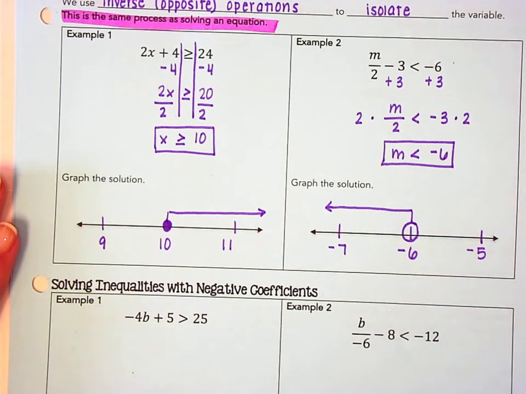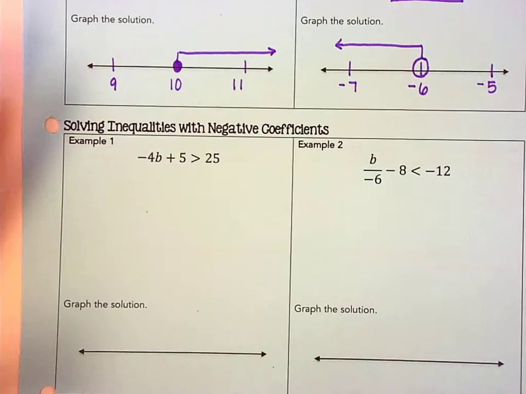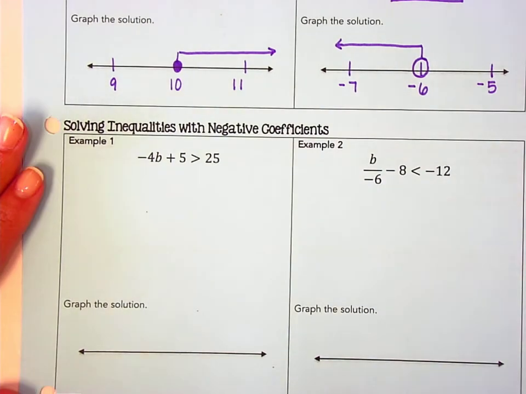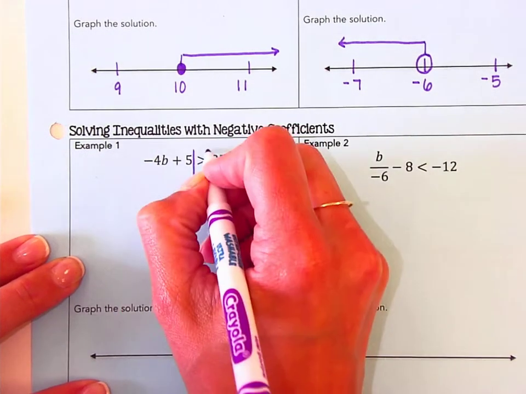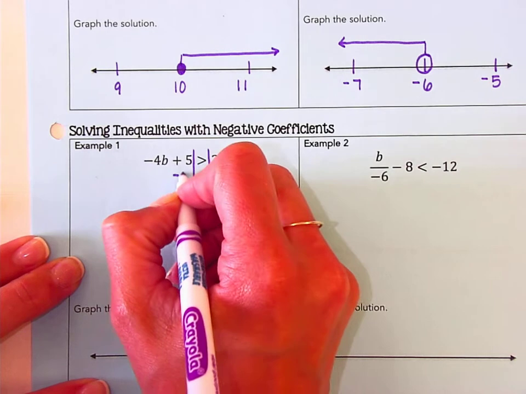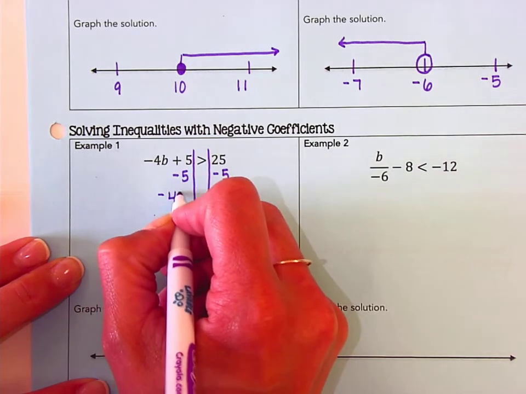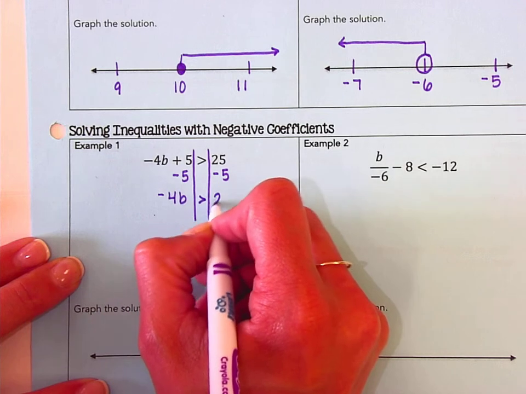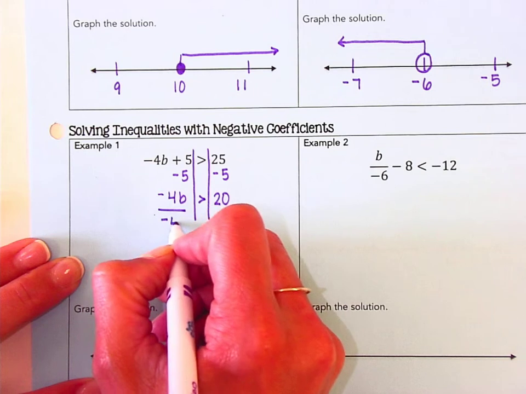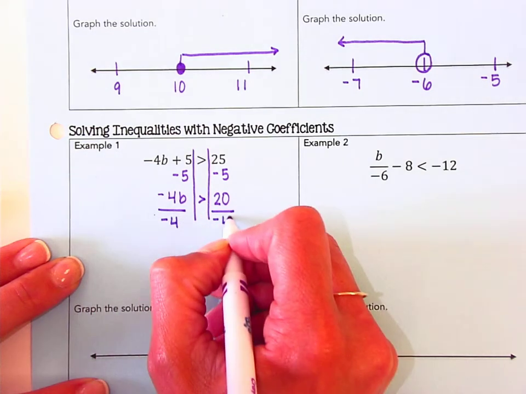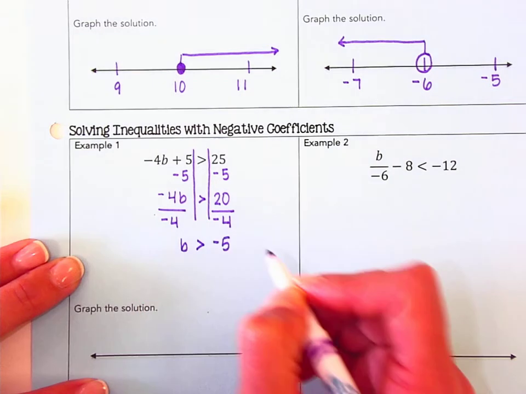Now we're going to look at some special situations where we have negative coefficients. So we're still going to follow that same process of solving these inequalities, so we'll start by drawing some lines. We're going to subtract 5 from both sides, and we're left with negative 4b is greater than 20. To get b by itself, we're going to divide both sides by negative 4. So b is greater than negative 5.